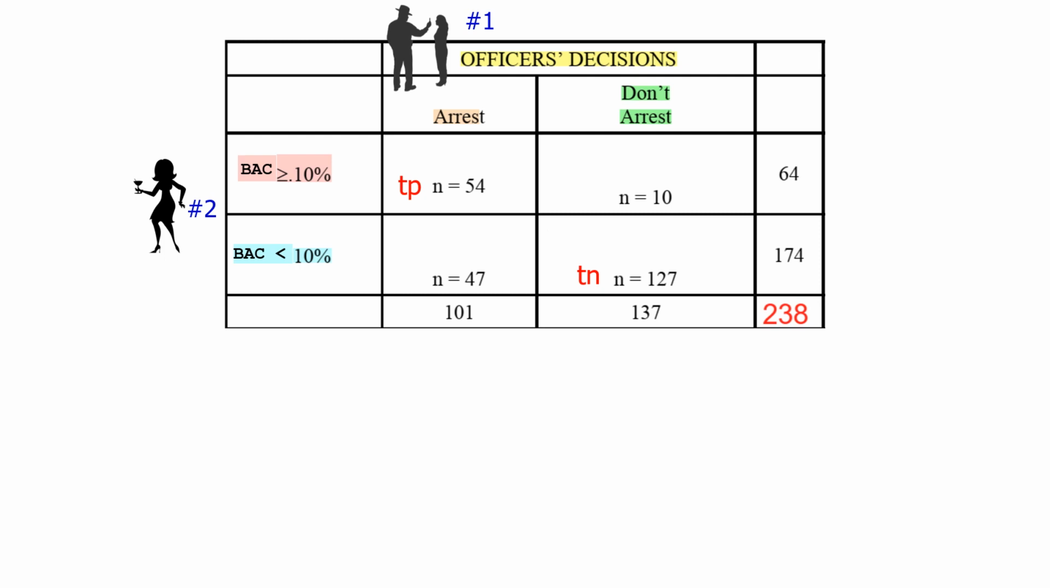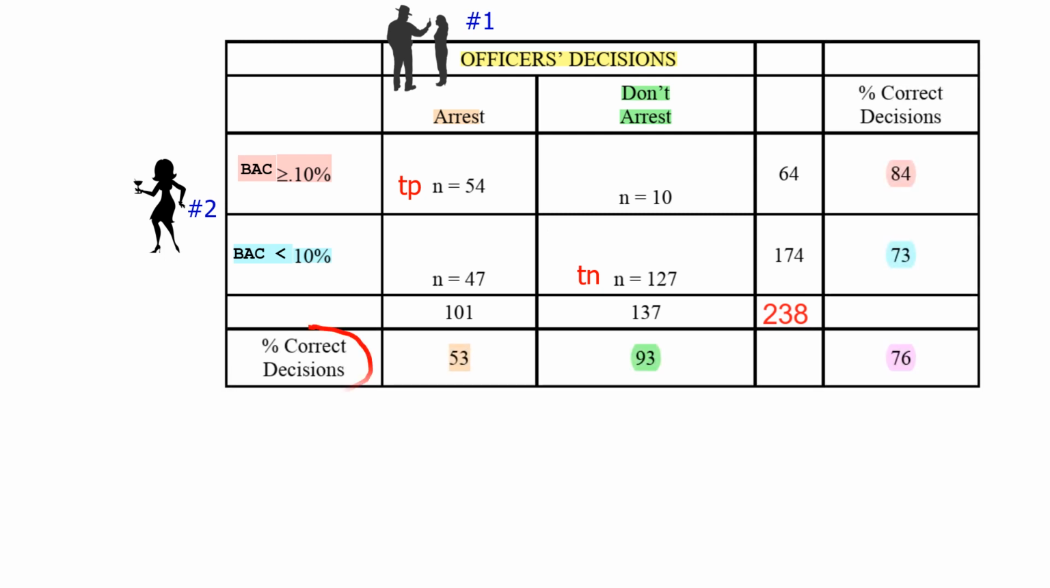Let's calculate percentages. The study report helps us to do that by adding up the rows and the columns. Row 1, 54 plus 10 equals 64. Column 1, 54 plus 47 equals 101, and so on. Down in the corner in red is the count of all the people tested. 54 plus 10 plus 47 plus 127 is equal to 238. 238 subjects in the study.